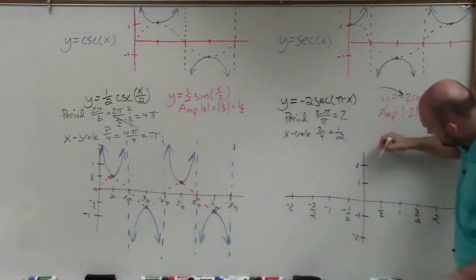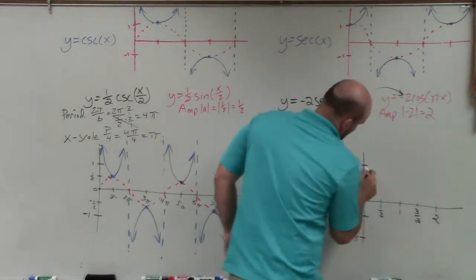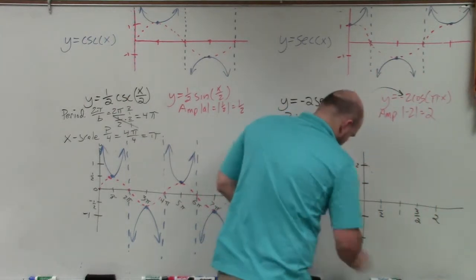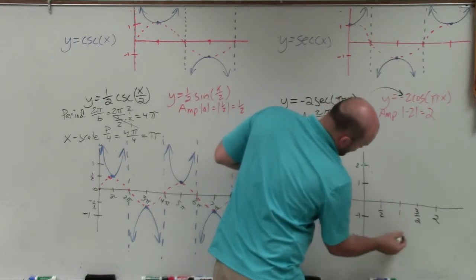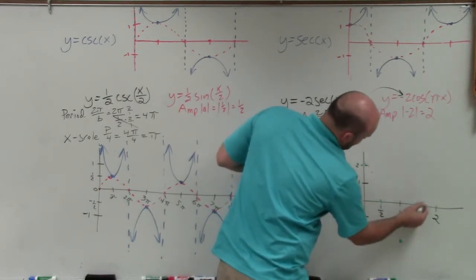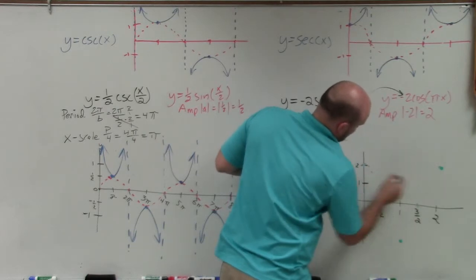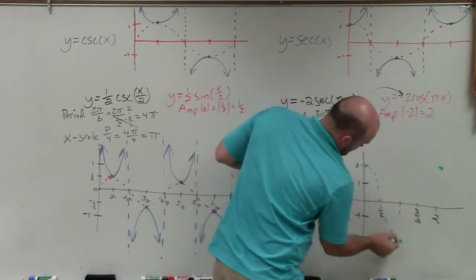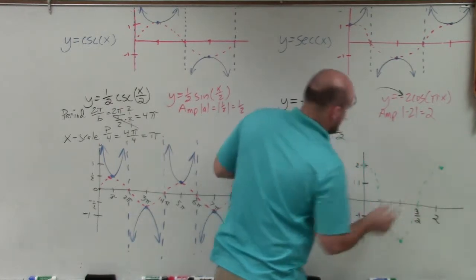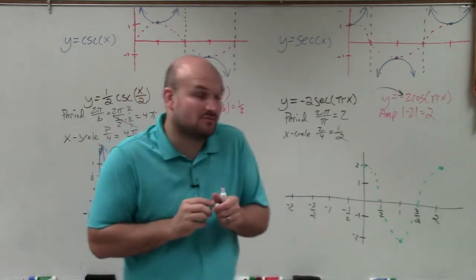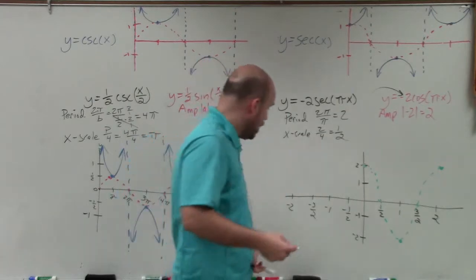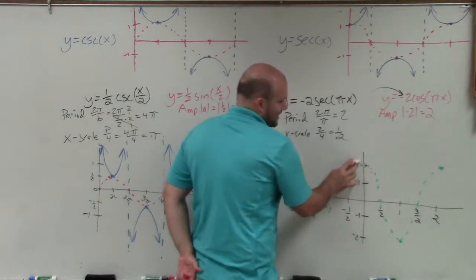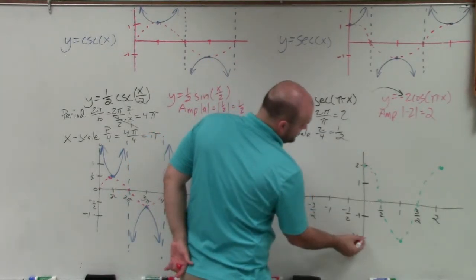So you had a point here, point here, point here, point here, and then a point up here. Okay, so that's typically what this graph would look like. But now we have this negative. So now we're going to be reflecting all of the points. So instead of being up here, it's going to be reflected over the axis, so it's going to be down here.